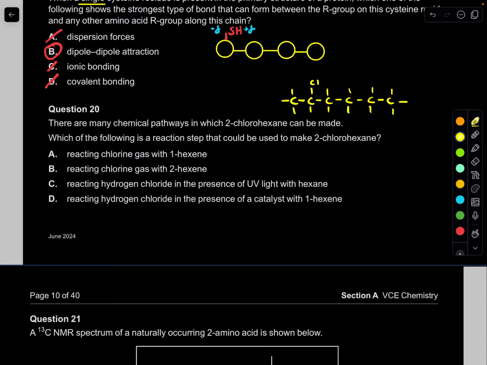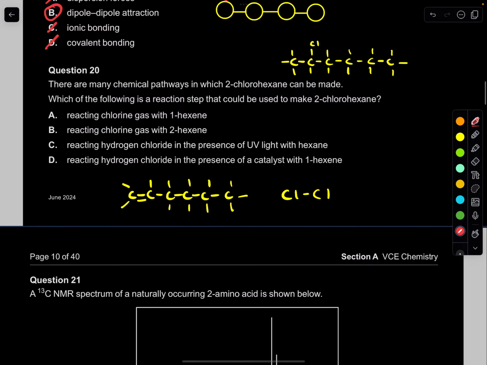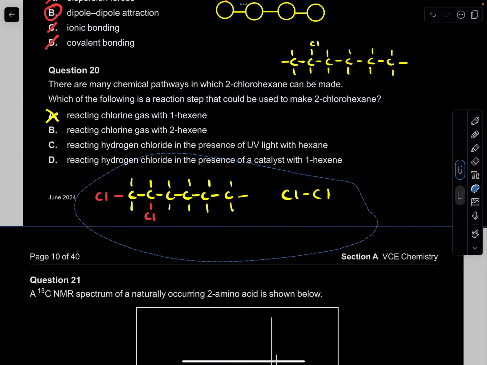So we want to make that 2-chlorohexane. Let's look at the first one. Reacting chlorine gas with 1-hexene. So let's draw hexene. 1-hexene has a double bond at 1. 1, 2, 3, 4, 5, 6. Looks like this. And if you react chlorine gas, which is 2 chlorine atoms, this is going to be an addition reaction where chlorine will break this double bond. There'll be a chlorine here and also a chlorine over here, and those hydrogens will be normal. But there are 2 chlorines. We only want 1 chlorine, so that's rubbish. It is wrong. Let's check the next one.